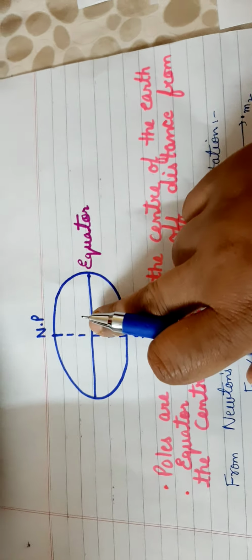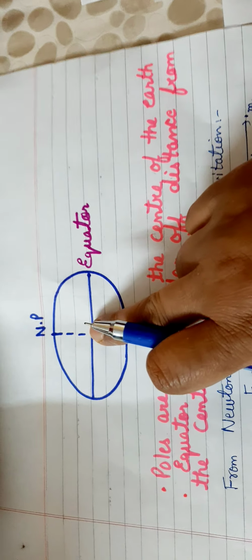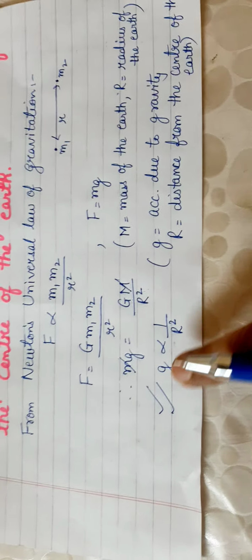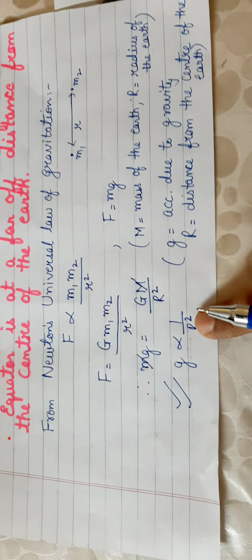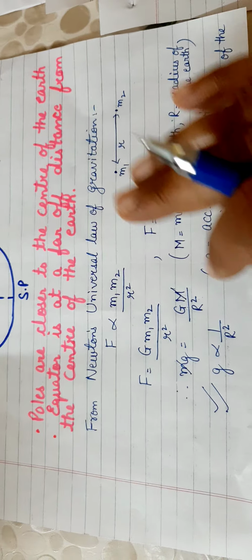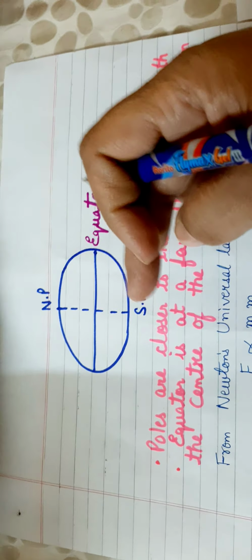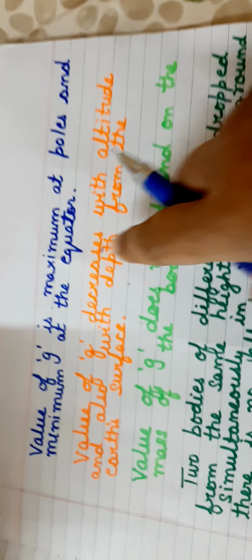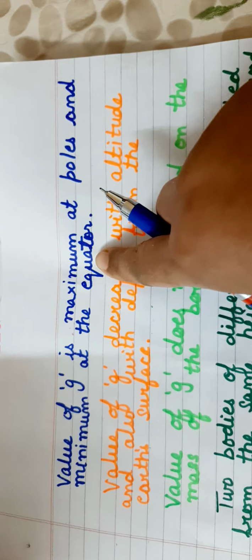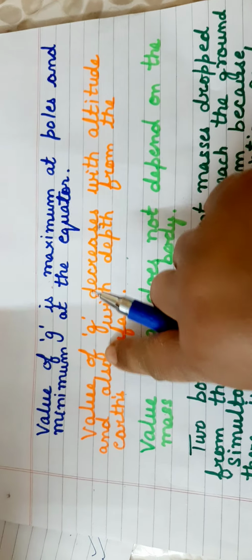Once again, the distance of the poles from the center of the earth is less, and we know that the value of g is inversely proportional to the distance of a particular object or a particular point from the center of the earth. When the distance is less, the value of g is more, and when the distance is more, the value of g would be less because it is inversely proportional. So therefore, we come to the statement which I gave you, that the value of g is maximum at the poles and minimum at the equator. Okay. Now look at this next statement.